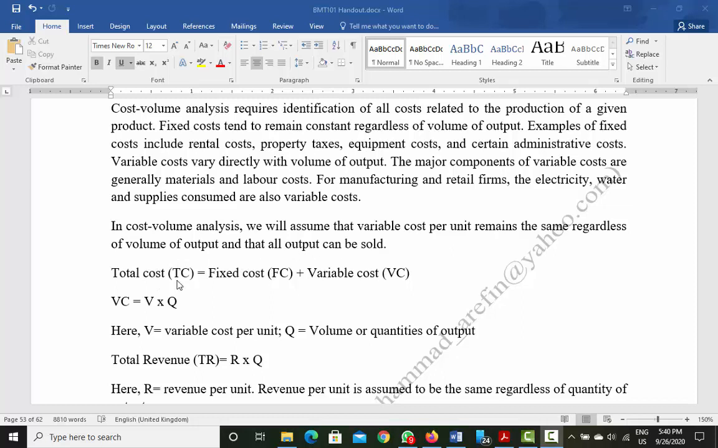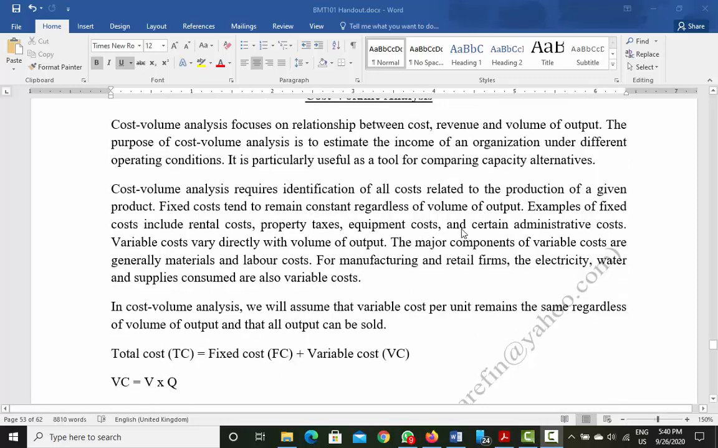As we know, total cost means fixed cost plus variable cost. So what is fixed cost? Fixed costs tend to remain constant regardless of volume of output. It doesn't matter what volume of output you produce, it will not change. Examples of fixed cost can be rental cost, property taxes, equipment cost, and other administrative cost.